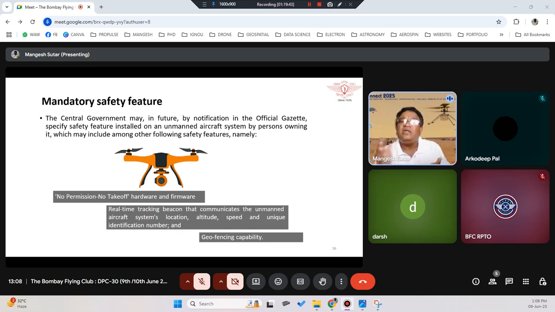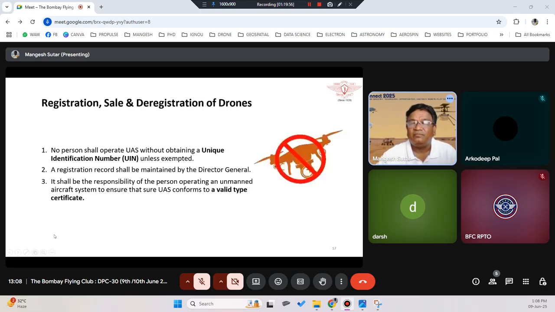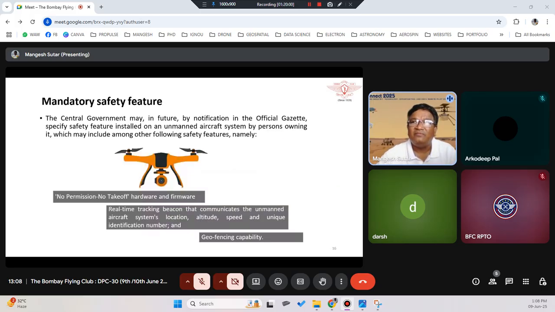Those will be made compulsory. Then only you will be able to fly under BVLOS. So out of three mandatory features, only geofencing is applicable as of now on the type certified drones. Okay. So now that was about type certification.